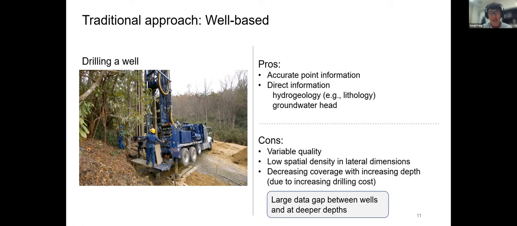On top of that, the spatial density of the wells is pretty low in the lateral dimension. So there are large gaps in between wells. And in the depth direction, the coverage of the well data generally decreases with increasing depth because of increasing drilling cost, since it gets more and more expensive as you want to drill deeper. So the bottom line is there is a large data gap between wells and in the deeper part of the depth. Those are the data gaps.